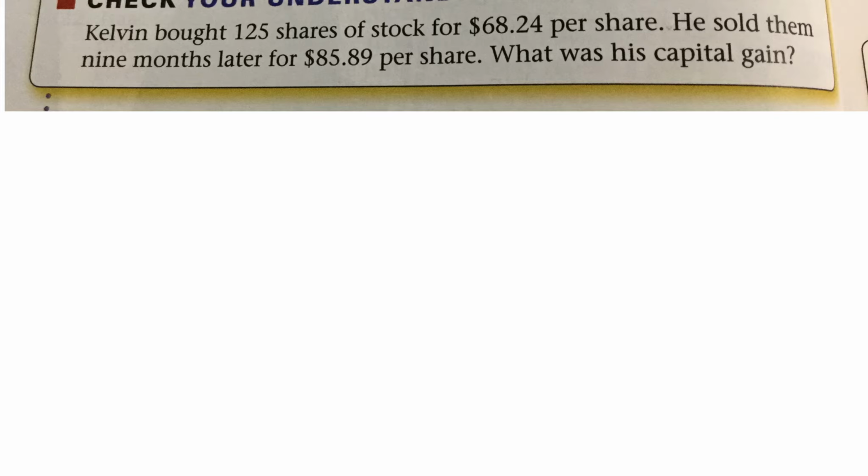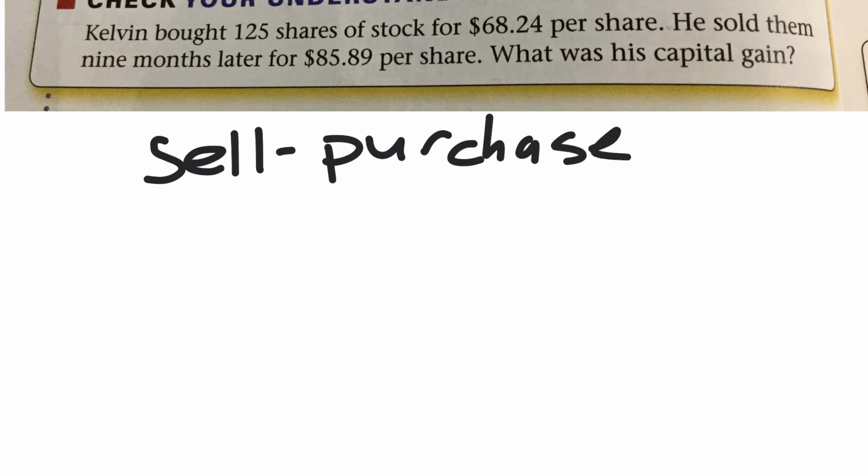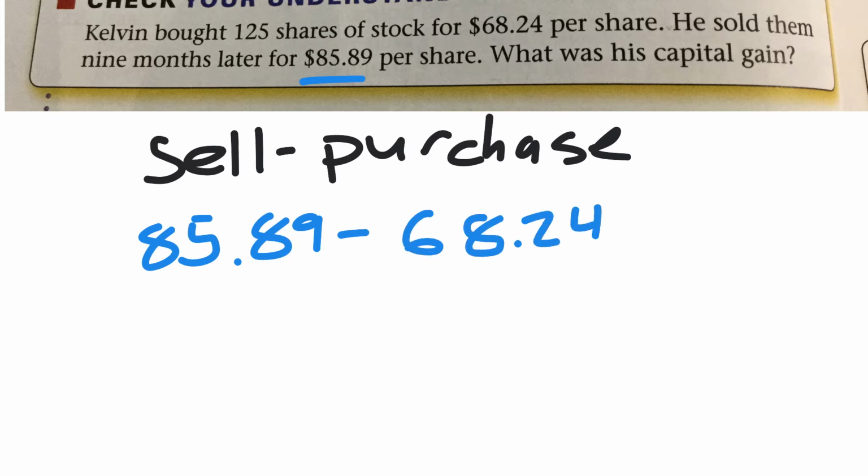So again, it's the same idea. We're looking at the sale price minus the purchase price. So he sold them for $85.89. He purchased them for $68.24. So I would do that calculation. $85.89 minus $68.24. I'm putting that in my calculator. And I got $17.65. So that's how much Kelvin made per share.